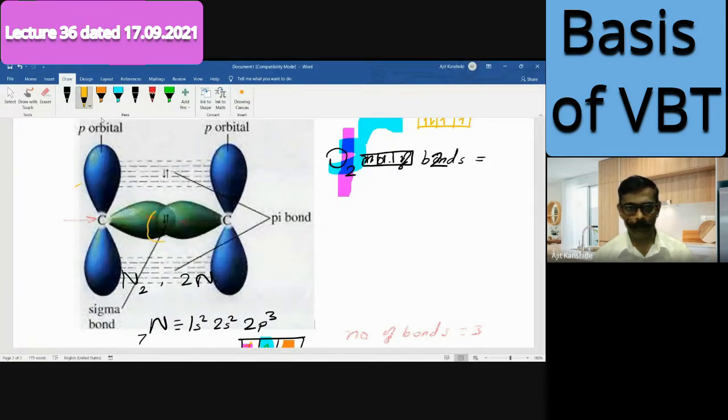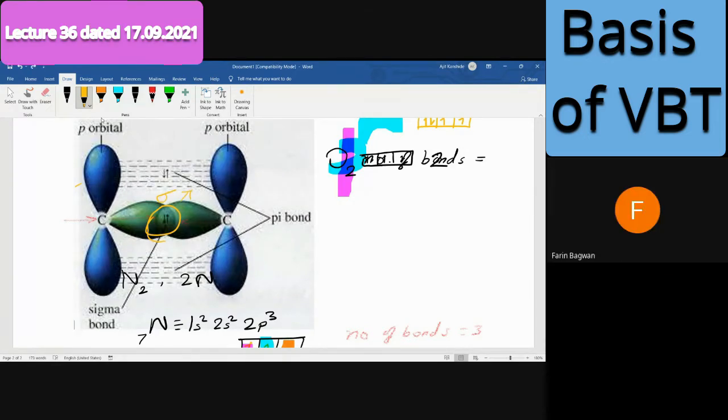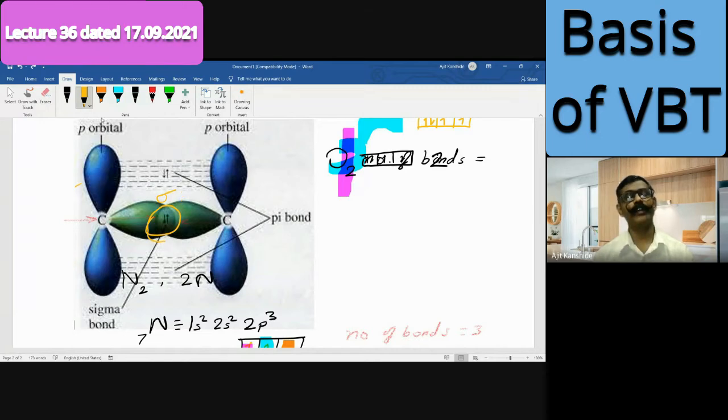Here, answer my question. This overlap, which kind of overlap is it? Will it result in a sigma bond or a pi bond? Which kind of bond will it give? Sigma. Right, it will give a sigma bond because of direct overlap. Two electrons are involved in the formation of one covalent bond.